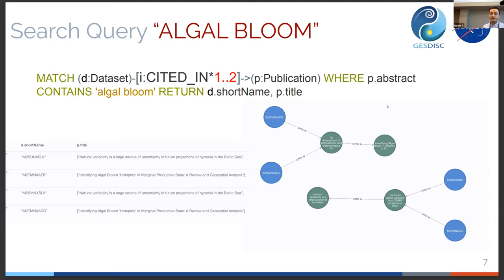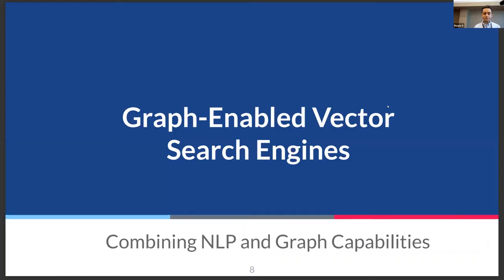Now, immediately, we can find a data set, or find a publication that finds another publication that is connected to the data set. It's a kind of weaker signal for relevancy, but immediately we get more results returned.